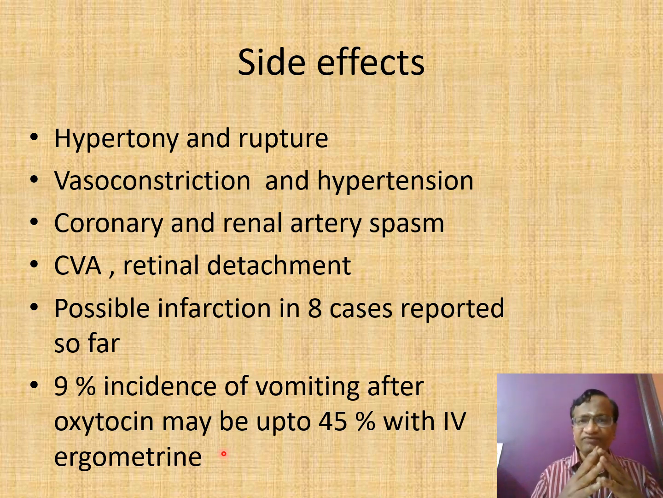So what all we have seen is severe hypertonic, vasoconstriction, BP rise, vomiting. This is what I have most commonly seen because I never use IV. I always use subcutaneous. Coronary and renal artery spasm, many times clinically it may come and go. We have not seen much, but yes, they have been established and they have been found with methyl ergometrine use.